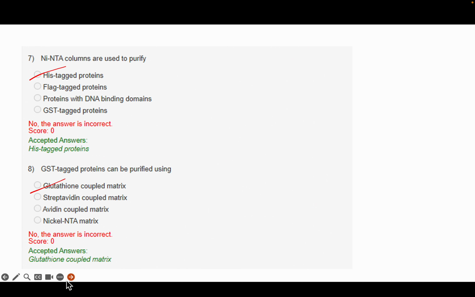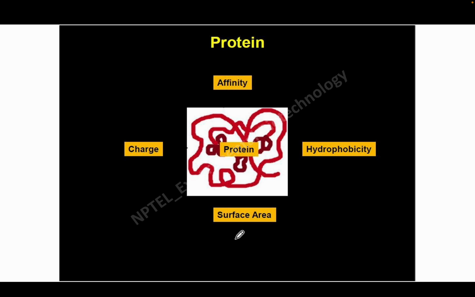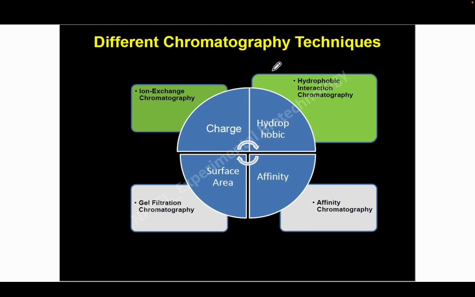Now we'll go to the next slide. We'll revisit whatever sir has already taught. So we know for the purification of a protein, we can rely on affinity, charge, hydrophobicity and surface area. Based on that, there are different kinds of chromatography techniques: ion exchange chromatography, hydrophobic interaction chromatography, gel filtration chromatography and affinity chromatography. We have already discussed hydrophobic interaction and ion exchange, and we started gel filtration. Today we'll do affinity and a little bit of gel filtration chromatography.